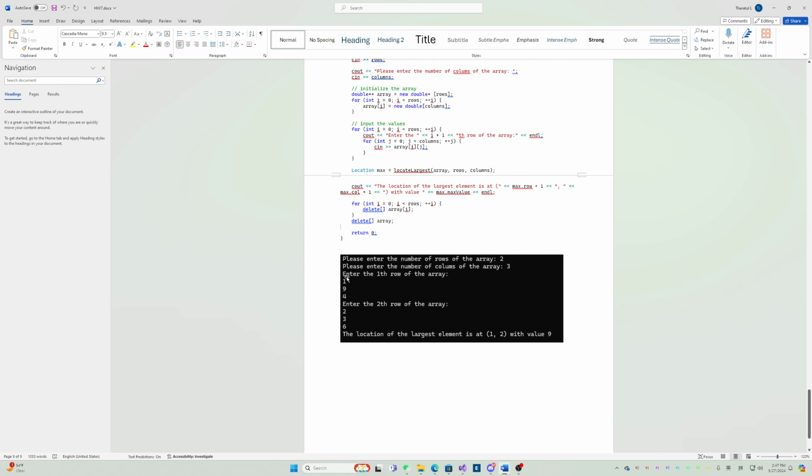So for example, I have the array like this. We have 2 rows and 3 columns, and the largest number is 9. So the 9 here lies in the first row and the second column.